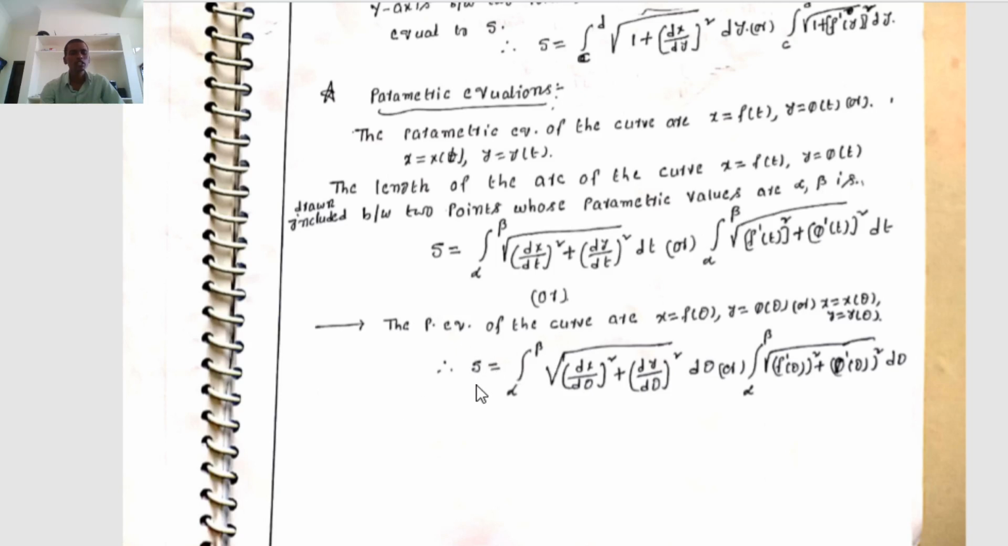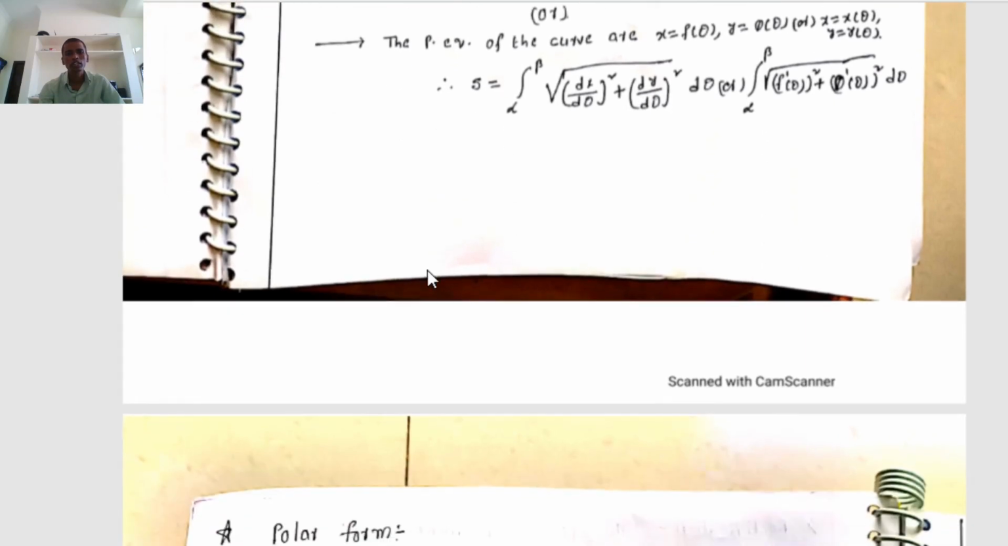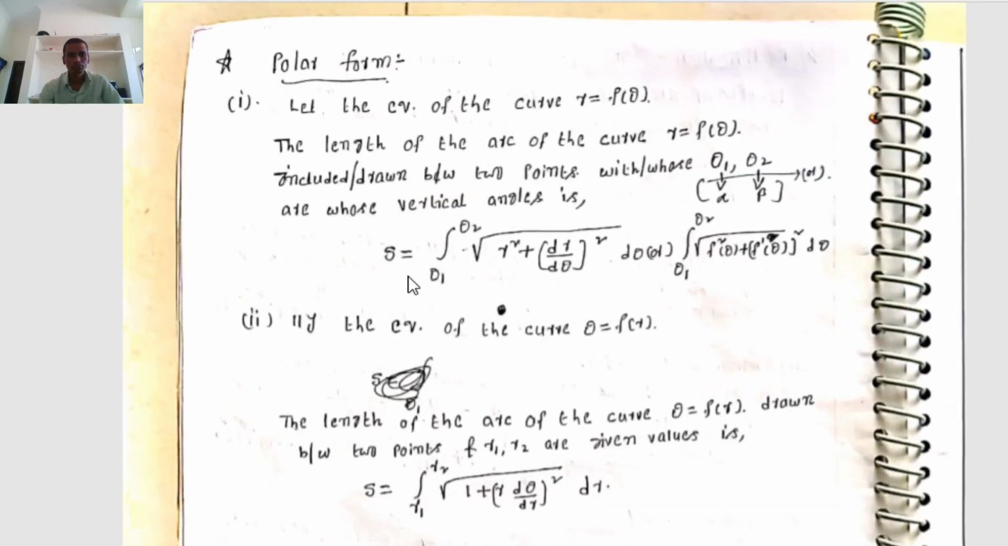is s equal to integration alpha to beta square root of (dx by d theta) square plus (dy by d theta) square into d theta, or integration alpha to beta square root of (f dash of theta) square plus (phi dash of theta) square into d theta. That is the parametric equation.